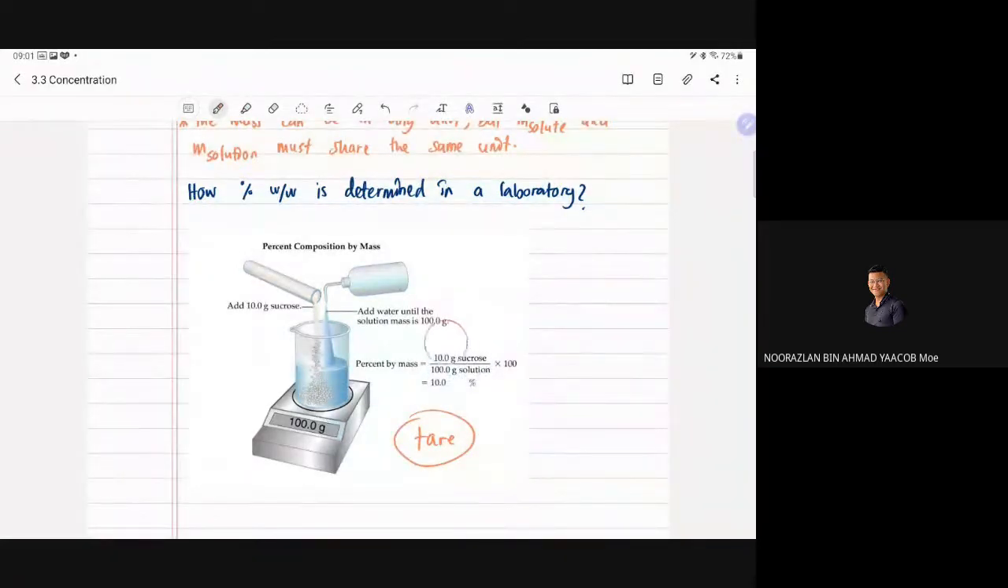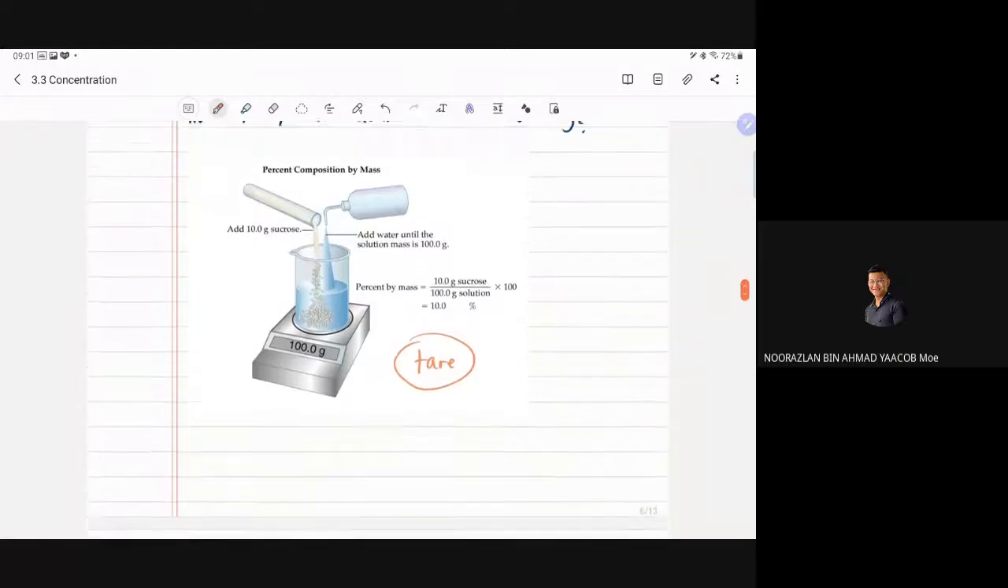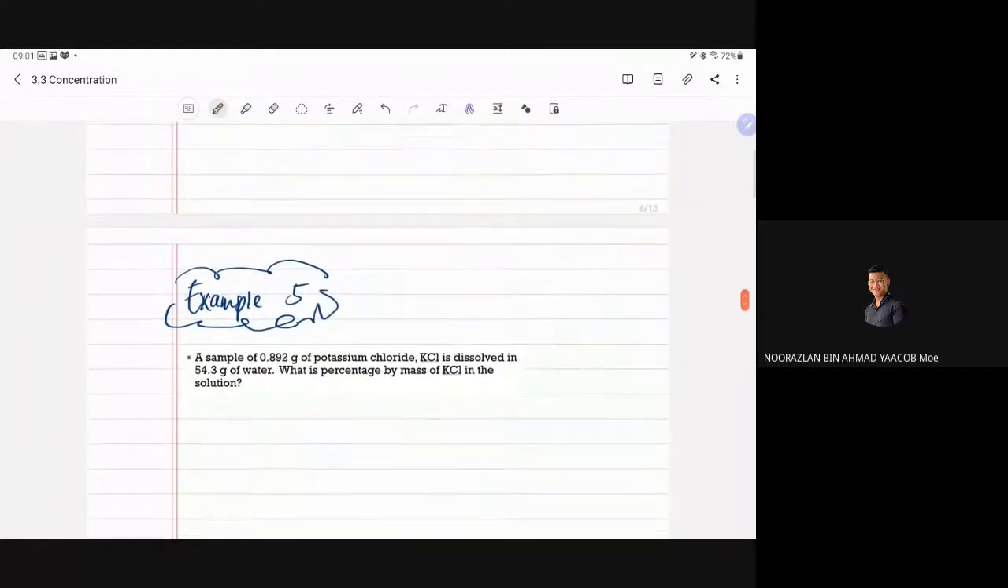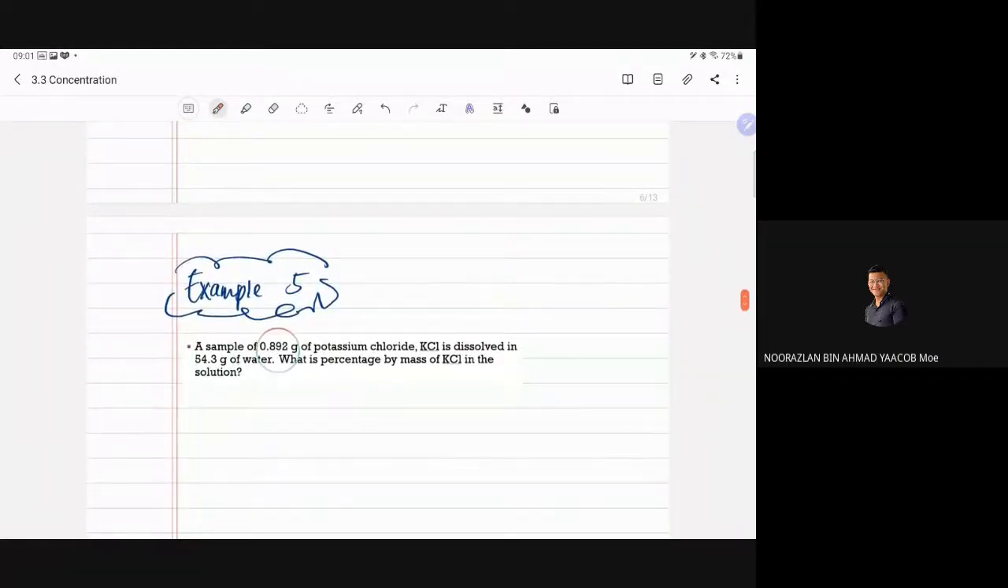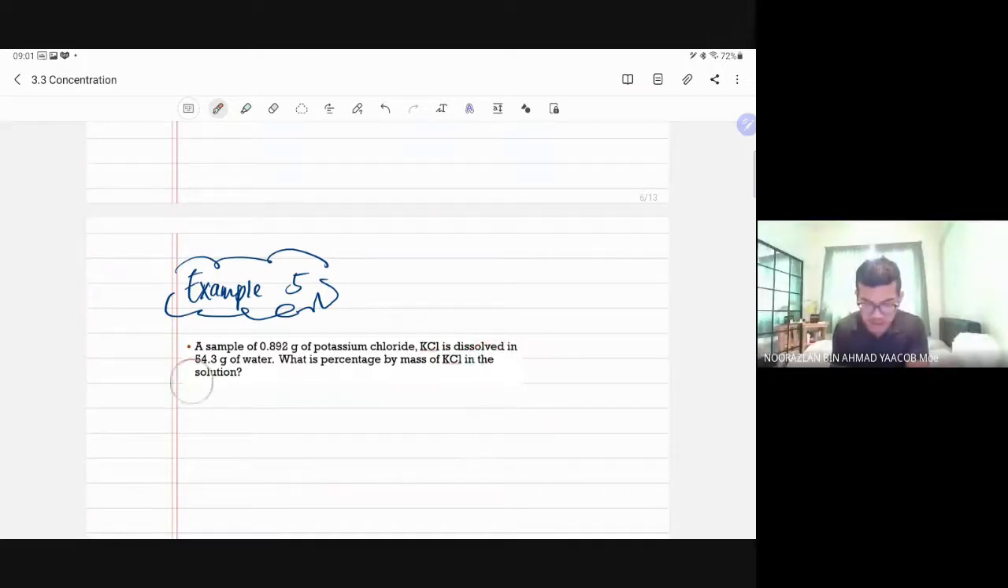Okay. So kita masukkan mass of sucrose. See example, mass of sucrose adalah 10 gram. Mass of solution, dia dah timbang dapat 100 gram. 10 bagi 100, darab 100%. Dapat 10%. Okay, senang je ni. So, let's have a look how we can use this. A sample of 0.892 grams of potassium chloride, KCl, is dissolved in 54.3 grams of water. What is the percentage by mass of KCl in the solution?